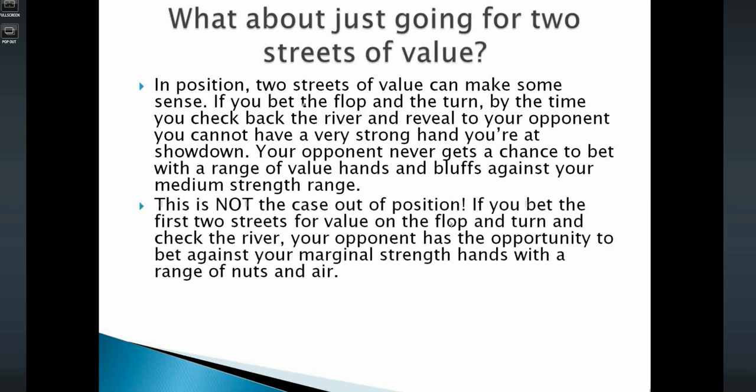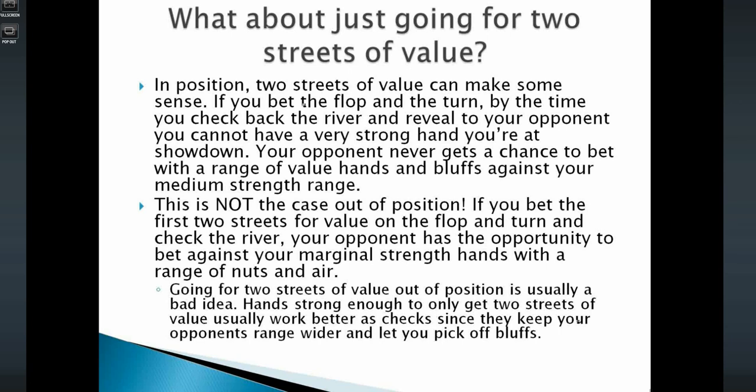This is not the case out of position. If you bet the first 2 streets for value on the flop and turn and check the river, your opponent has the opportunity to bet against your marginal strength hands with a range of nuts and air. Going for 2 streets of value out of position is usually a bad idea. Hands strong enough to only get 2 streets of value usually work better as checks, since they keep your opponent's range wider and let you pick off bluffs.